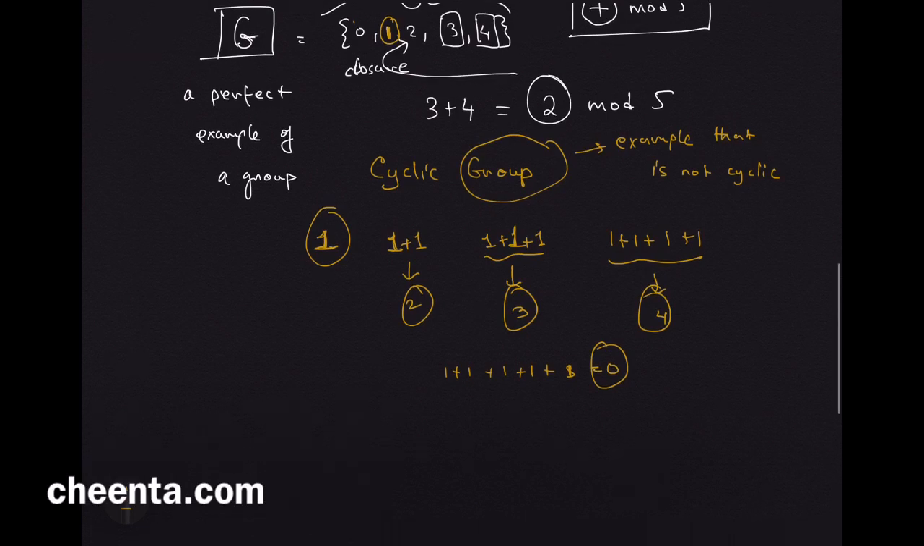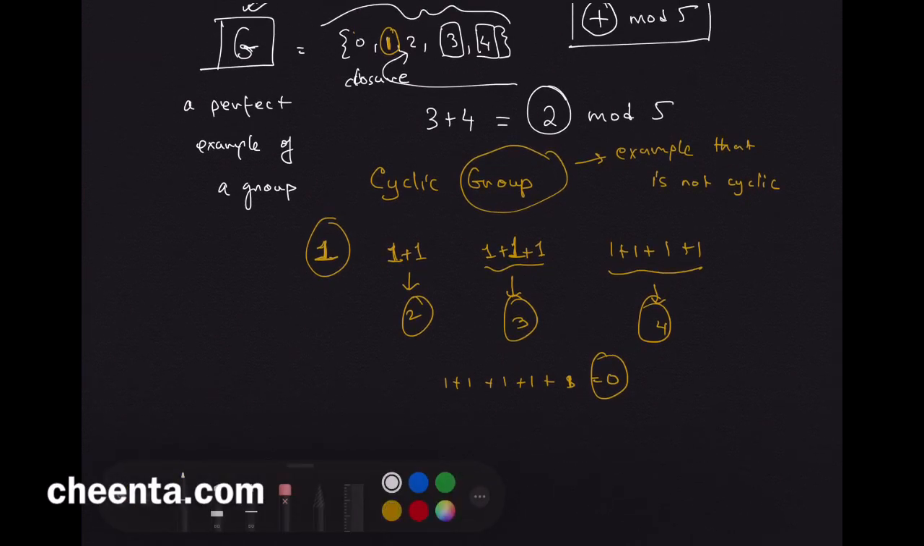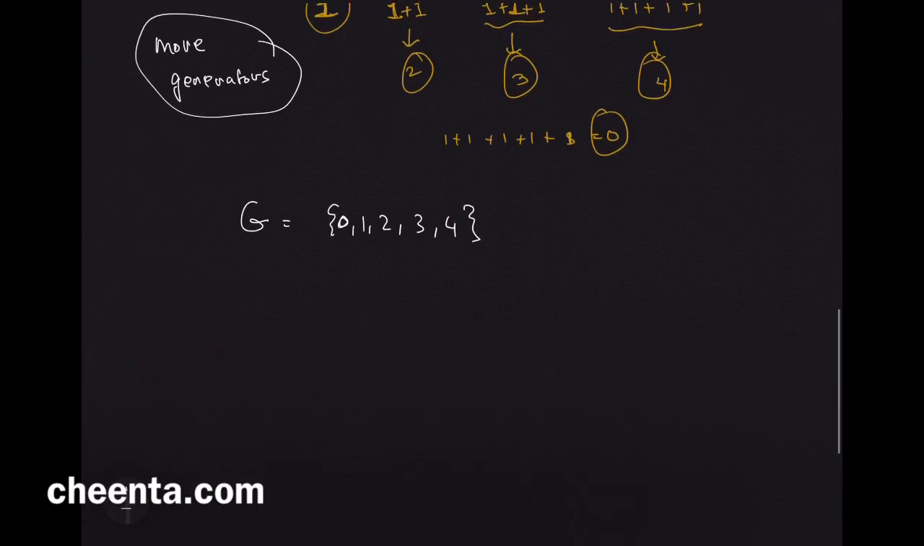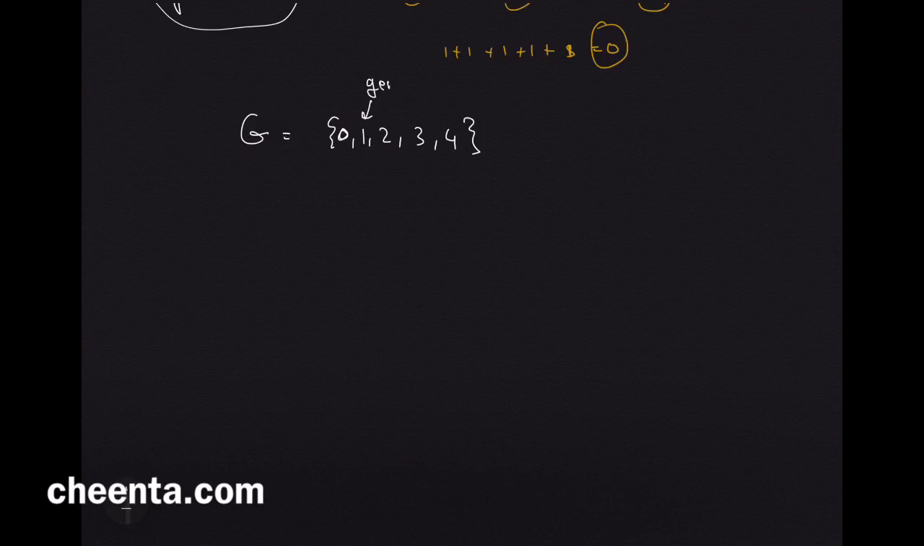But there are more generators of this group G. Let me write that. More generators. If I look into this group G, {0, 1, 2, 3, 4}, 5 is 0 again. 1 is definitely a generator. That's good. But there are other generators of this group. For example, let's look at 3. What is 3 plus 3? 3 plus 3 is 1, because this is 6, but if you divide by 5 and compute the remainder, that's 1. That's the operation that we have. This is addition modulo 5.